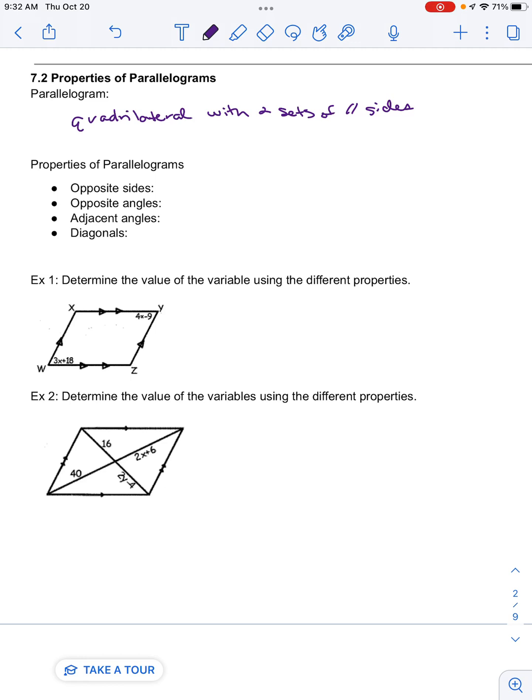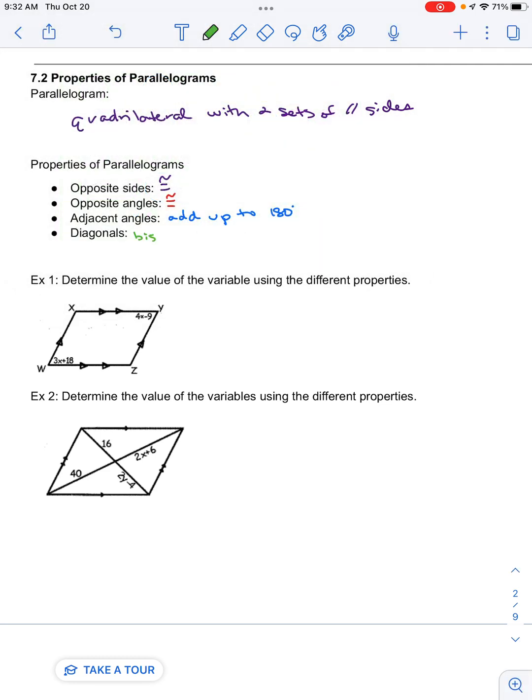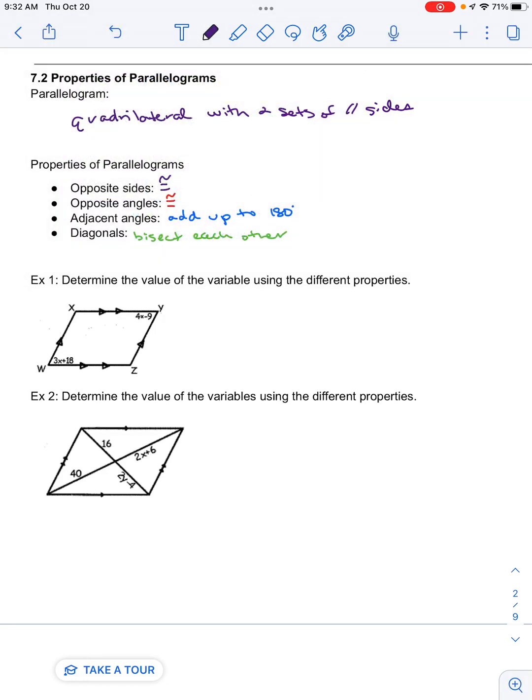So the opposite sides of a parallelogram are congruent. The opposite angles are congruent. Adjacent angles add up to 180, and the diagonals bisect each other. So we're going to look at some of those properties and how we can use those in order to calculate different items. So example 1, determine the value of the variable using the different properties.